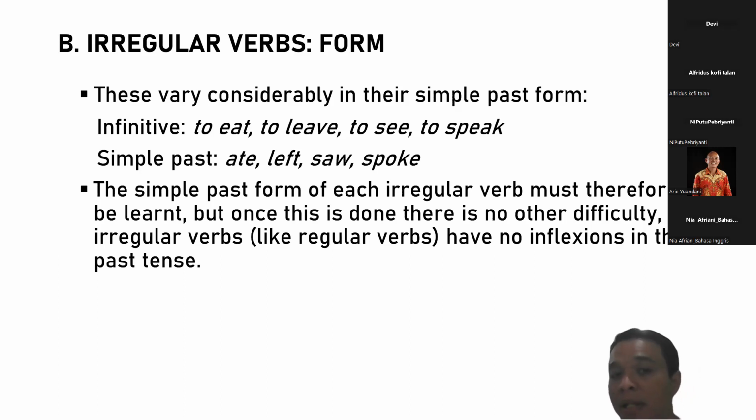For example, to eat in the simple past becomes ate. To live becomes left. To see becomes saw. To speak becomes spoke. So please remember the kinds of irregular forms in the simple past.